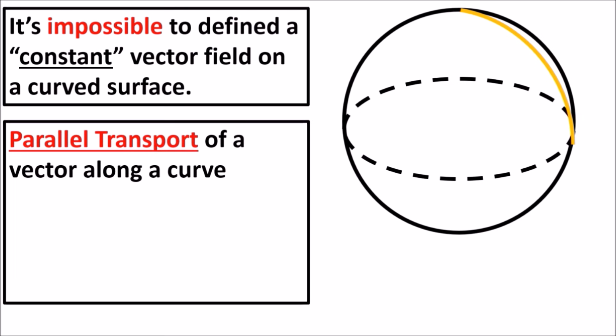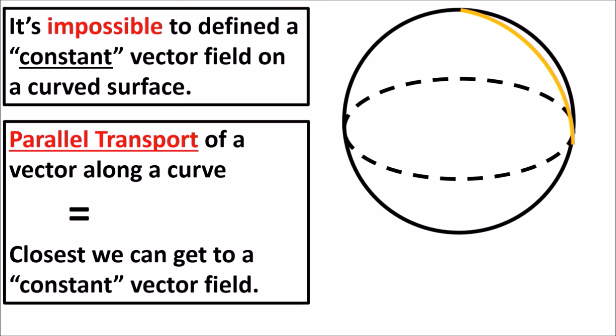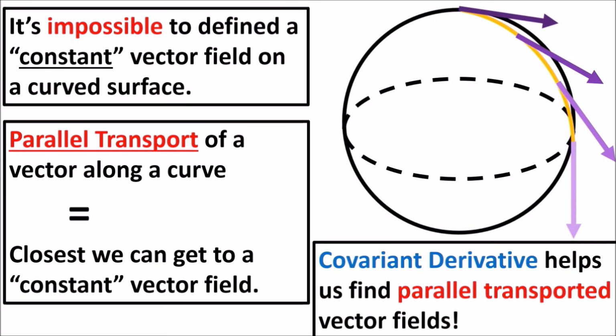But the best that we can do for defining a constant vector field is by parallel transporting a vector along a curve. And the vector field that we get on that curve resulting from parallel transport is the closest thing that we can get to a constant vector field. And this is actually where the covariant derivative on curved surfaces comes in. The covariant derivative on curved surfaces can help us find vector fields like this, vector fields that are the result of parallel transport and are as constant as possible on a curved surface.